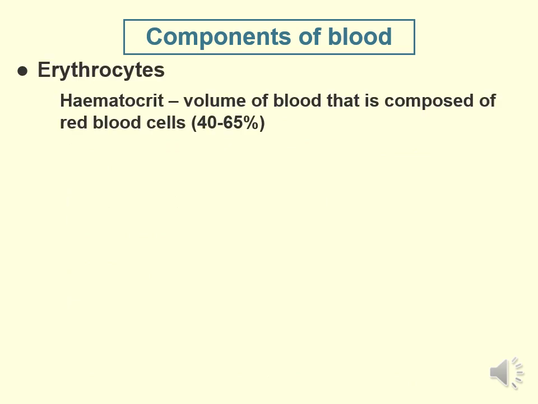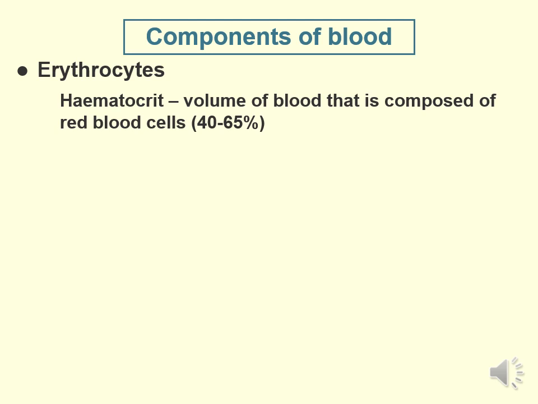The erythrocytes are the bottom layer in our Eppendorf tube after centrifugation of the blood. One of the terms that you have to be aware of with regard to erythrocytes is the hematocrit. A hematocrit is essentially just the volume of blood that is composed of red blood cells. And typically in a healthy human, that's about 40 to 65%. So 40 to 65% of the blood comprises the red blood cells. The red blood cells, like the leukocytes, are produced in the bone marrow, but there's about 1,000 times more red blood cells than there are white cells in our blood.